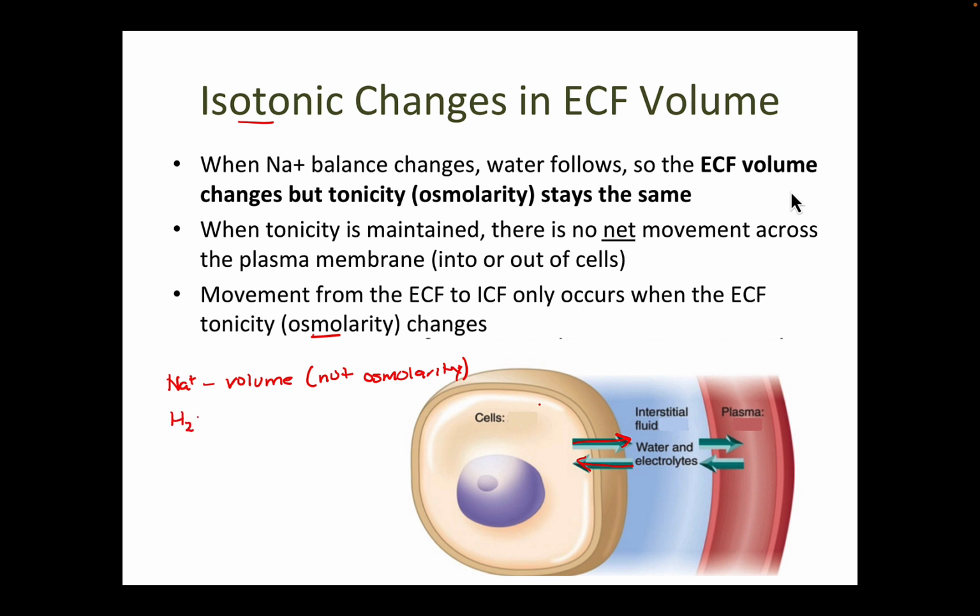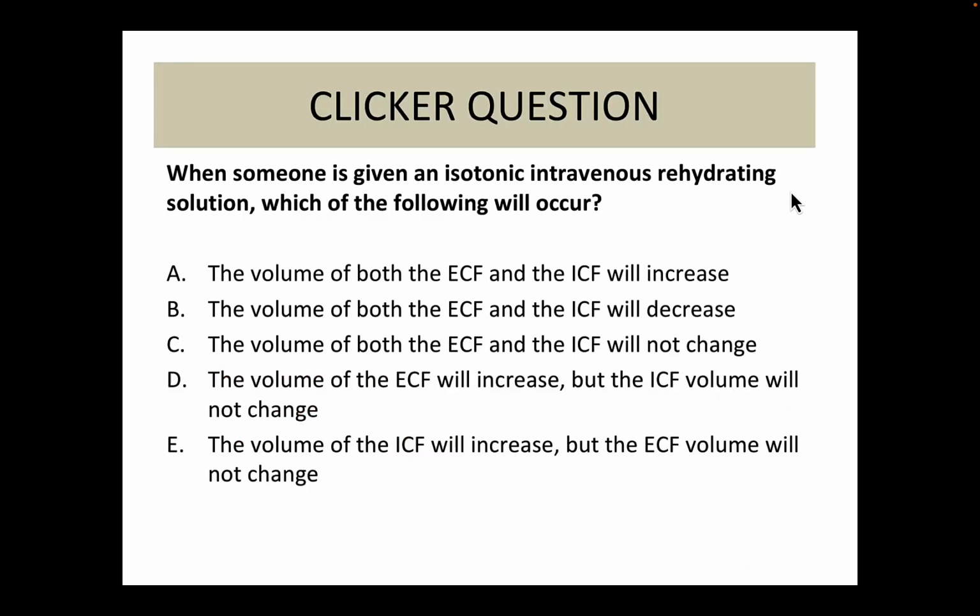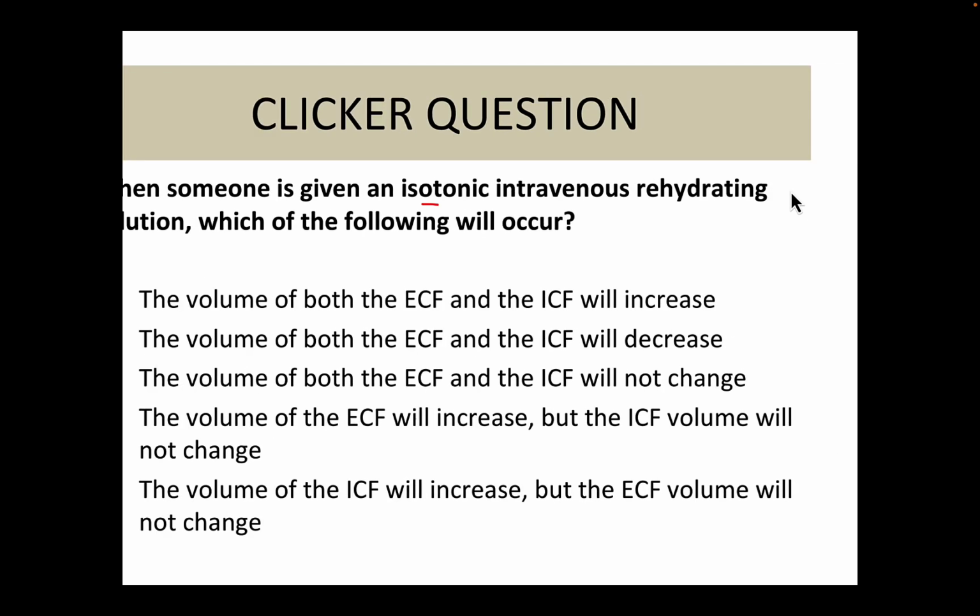Now, as we'll discuss, when we change water, we are going to change the osmolarity. We're going to either dilute what's in our body, or if we don't have enough, we'll make it more concentrated. And only when the osmolarity changes do we have movement of water across the cell. Let's put this into practice. So, if someone is given an isotonic intravenous rehydrating solution, so if you go into the ER or if you're in the hospital for whatever reason, they'll likely give you an IV of saline. That's isotonic, the same tonicity as our body fluids. What will occur?